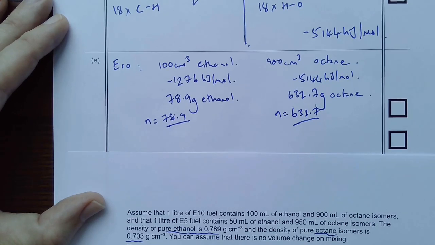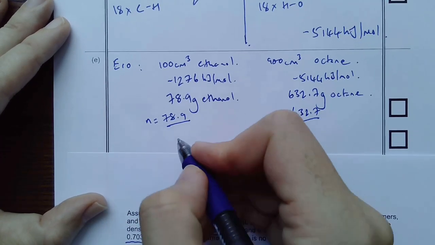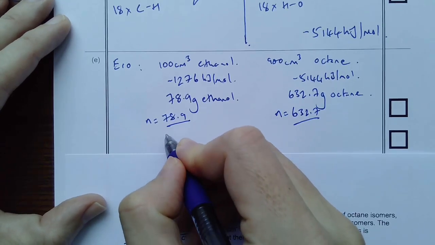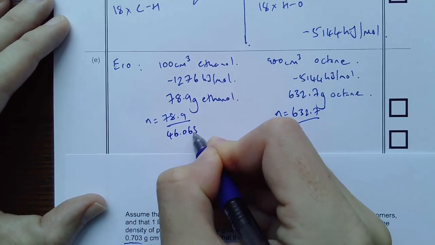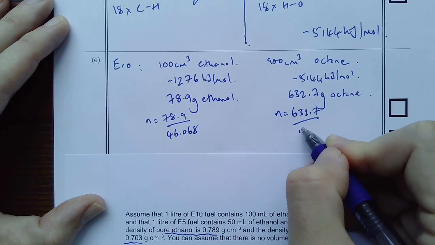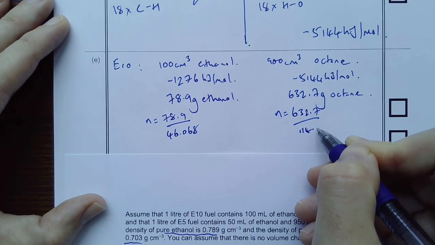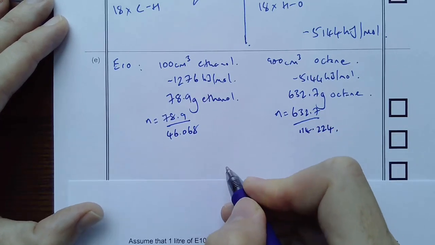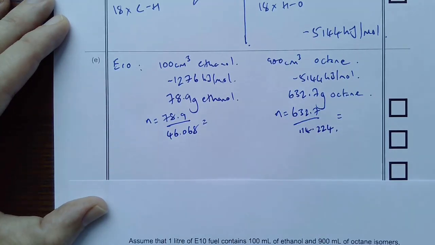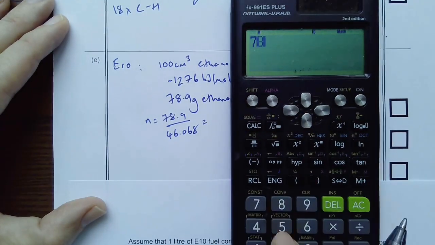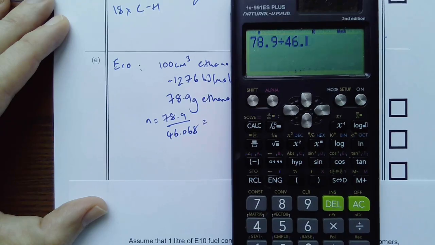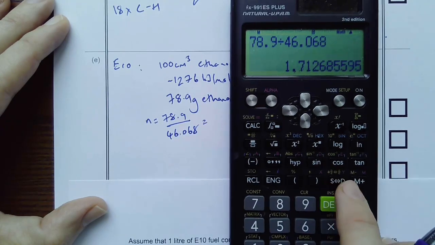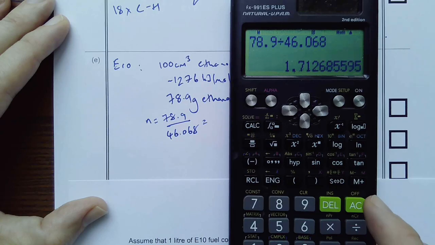The molar masses you can work out yourself. I've already worked them out somewhere else. They are 46.068 and 114.224. Okay, so if I do that, I then get my number of moles. So 78.9 divided by 46.068 gives me 1.713.